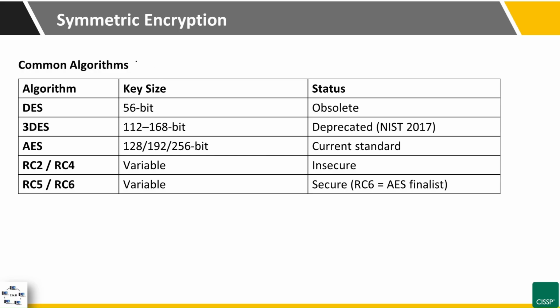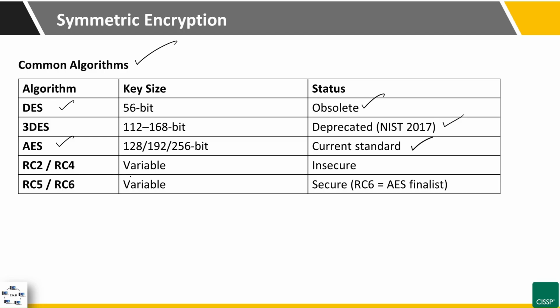What are some common symmetric encryption algorithms? These include DES, Data Encryption Standard. Key size is 56-bit, but this is obsolete, deprecated, and should not be used anymore. Triple DES key size may be from 112 to 168-bit. Again, it is also deprecated and should not be used. The go-to standard is AES, Advanced Encryption Standard. Key size may be 128, 192, or 256, and it is the current standard.